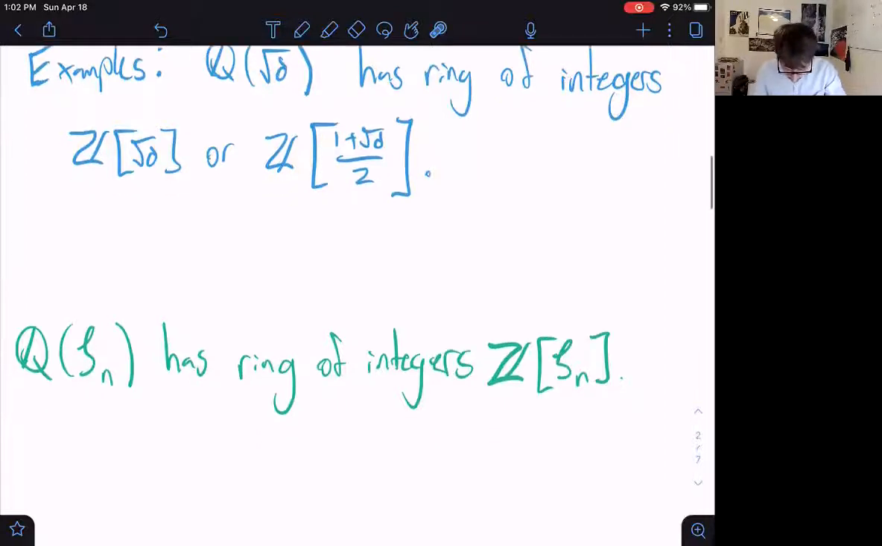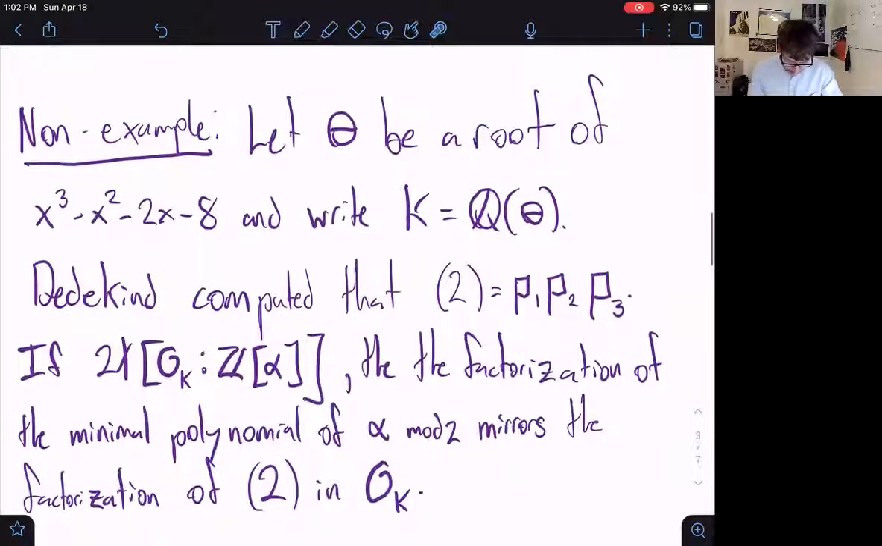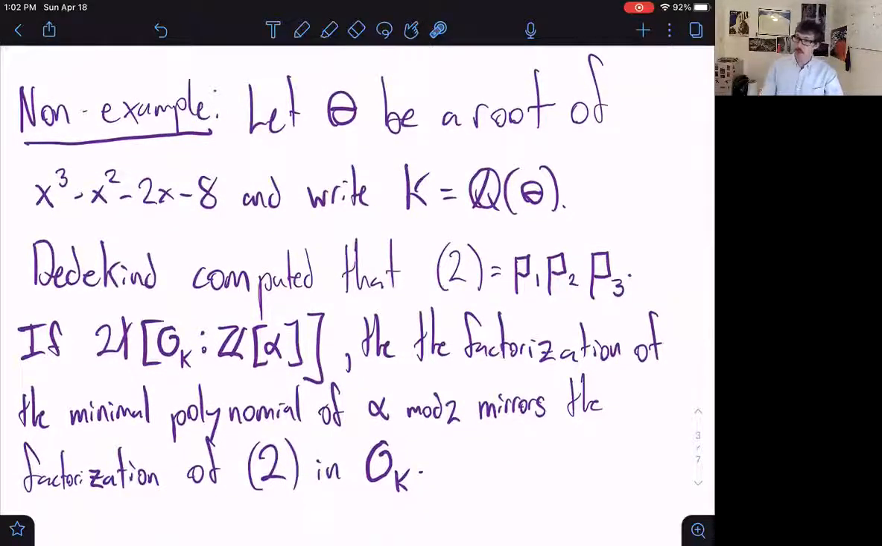All right, and not every number field is monogenic. Dedekind was the first one to come up with an example of a non-monogenic number field. And he looked at the field generated by a root of this polynomial right here. He computed that 2 factored into 3 distinct primes in this field.